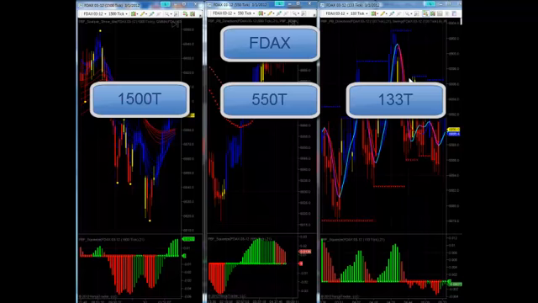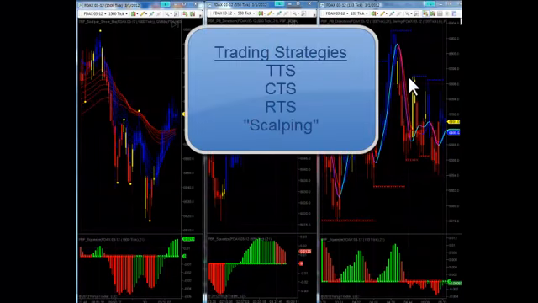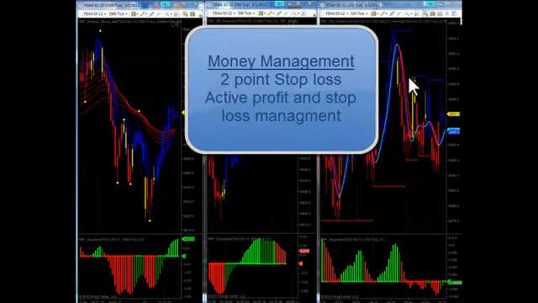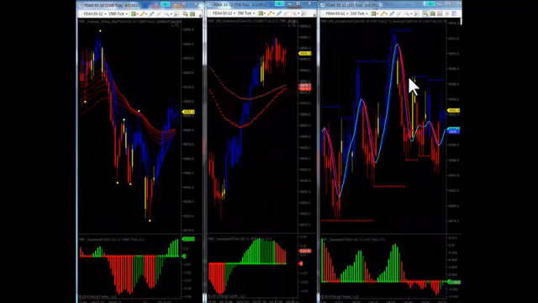Our strategies for this morning will call all three: trending, counter trend, and reversal strategies. For money management, we will be using a stop loss of two points, and we will not be using a profit stop. This is because we mainly scalp the FDAX. We'll see how it moves wildly and sporadically in a large number of ticks at a time.